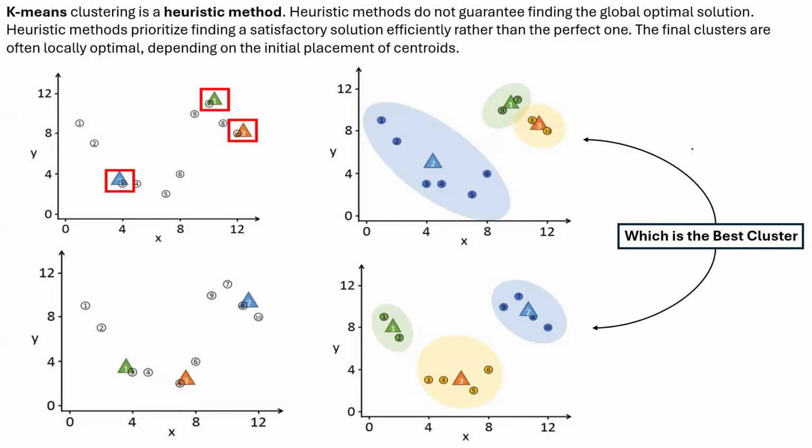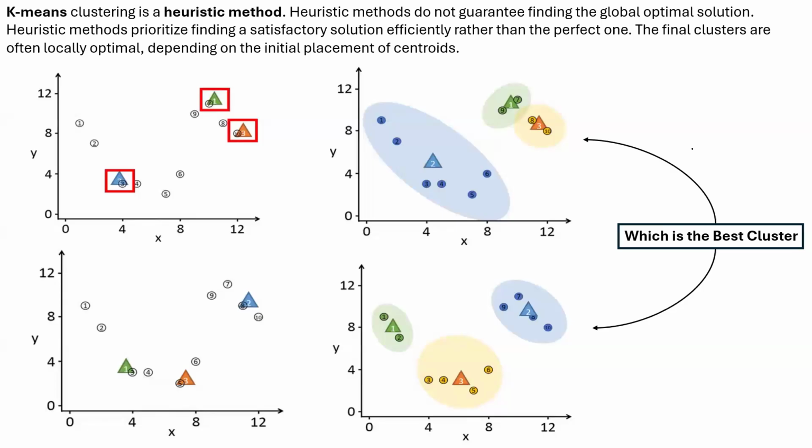Heuristic method. Why? What is a heuristic method? Heuristic methods do not guarantee finding a global optimal solution. It doesn't always guarantee the best clustering. Okay, that is why it is called a heuristic algorithm. It will not always give the global optimal solution. It may come up with a local optimal solution. Heuristic methods prioritize finding a satisfactory solution efficiently rather than the perfect one. Heuristic algorithms will not guarantee the global optimal solution. In some cases it also comes up with the global optimal solution.